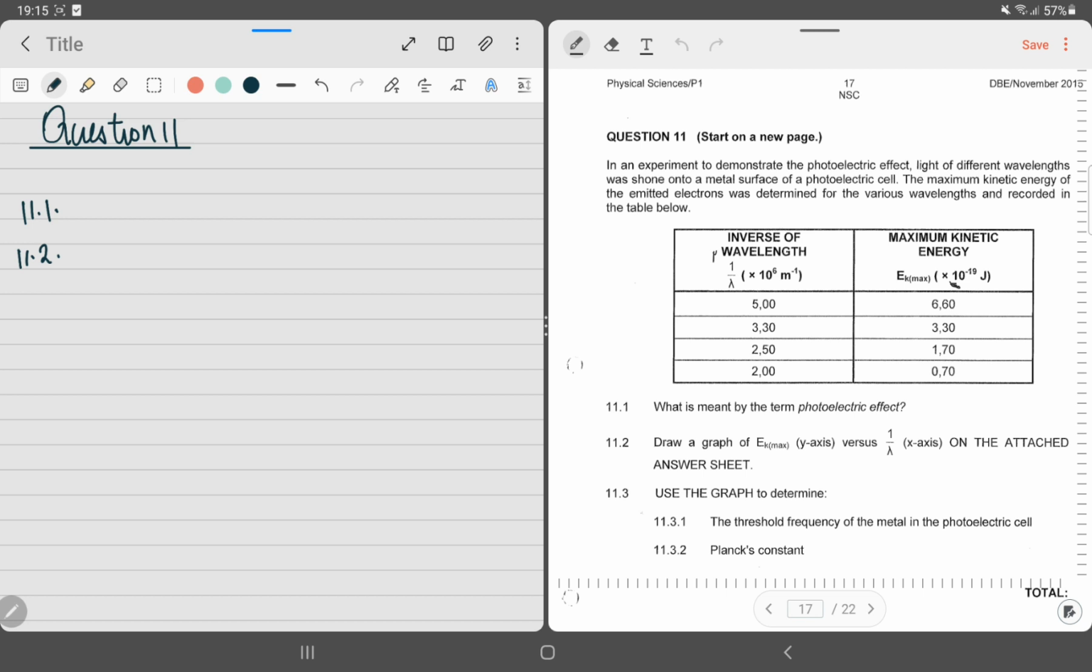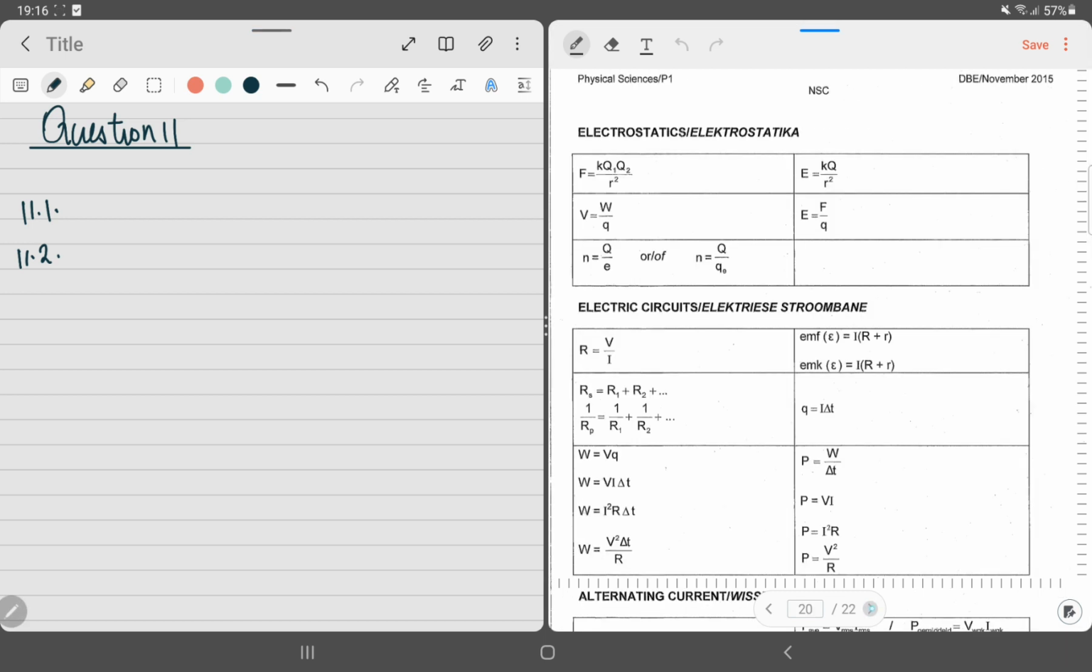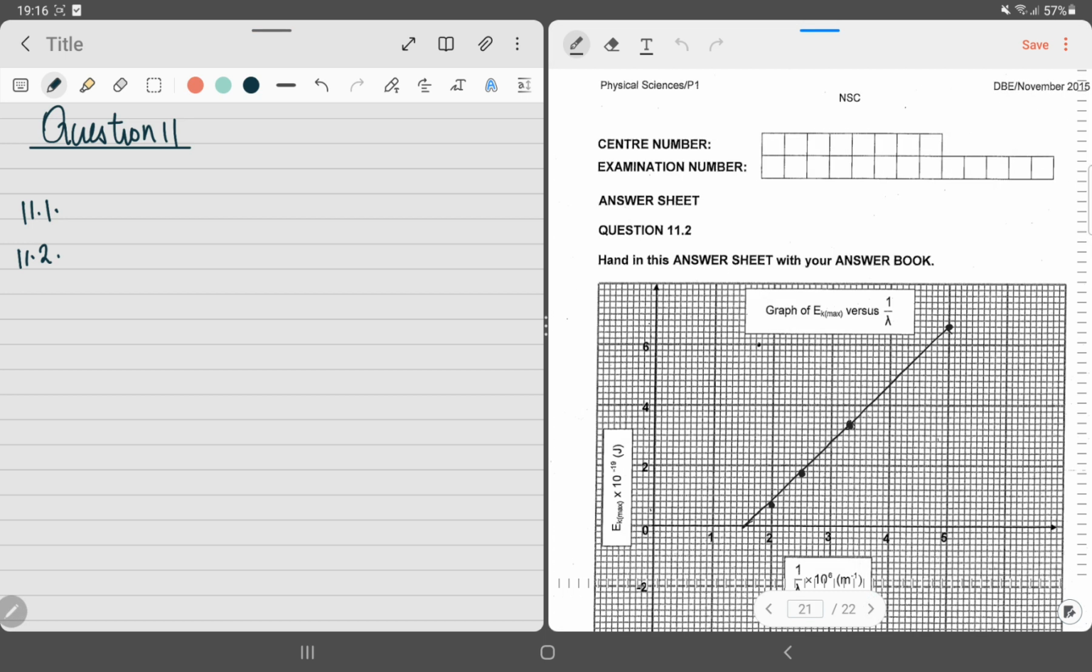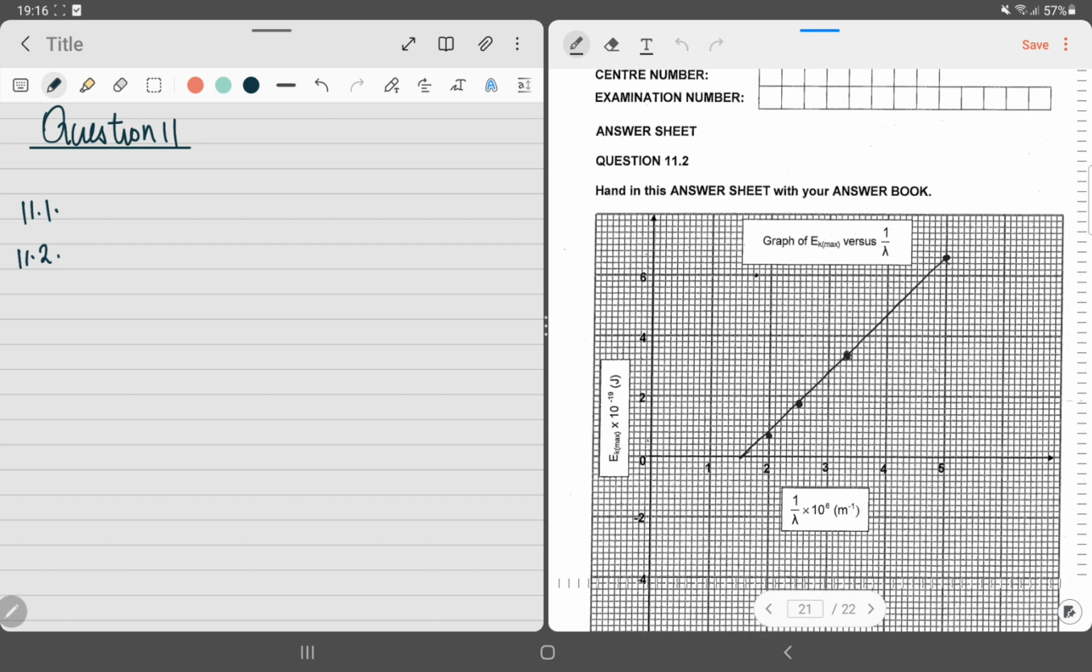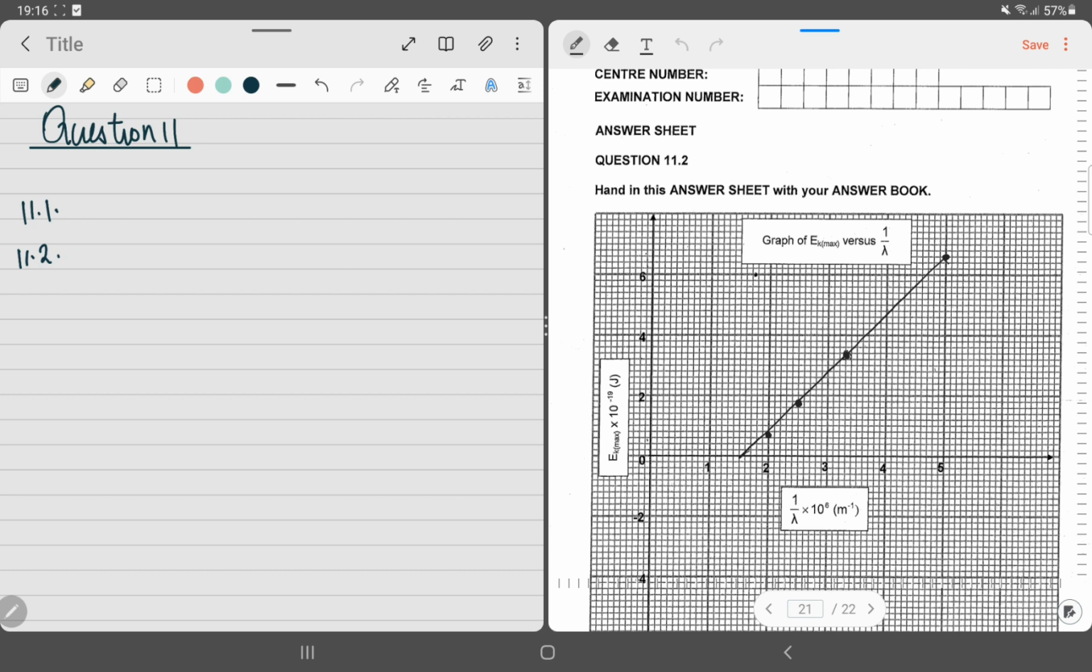Draw a graph of EK max on the y-axis versus the inverse of the wavelength on the x-axis on the attached answer sheet. So I've already drawn that. If you draw your graph correctly, it should be like this. I've simply plotted the graph using the maximum kinetic energy on the y-axis and the inverse of the wavelength on the x-axis.